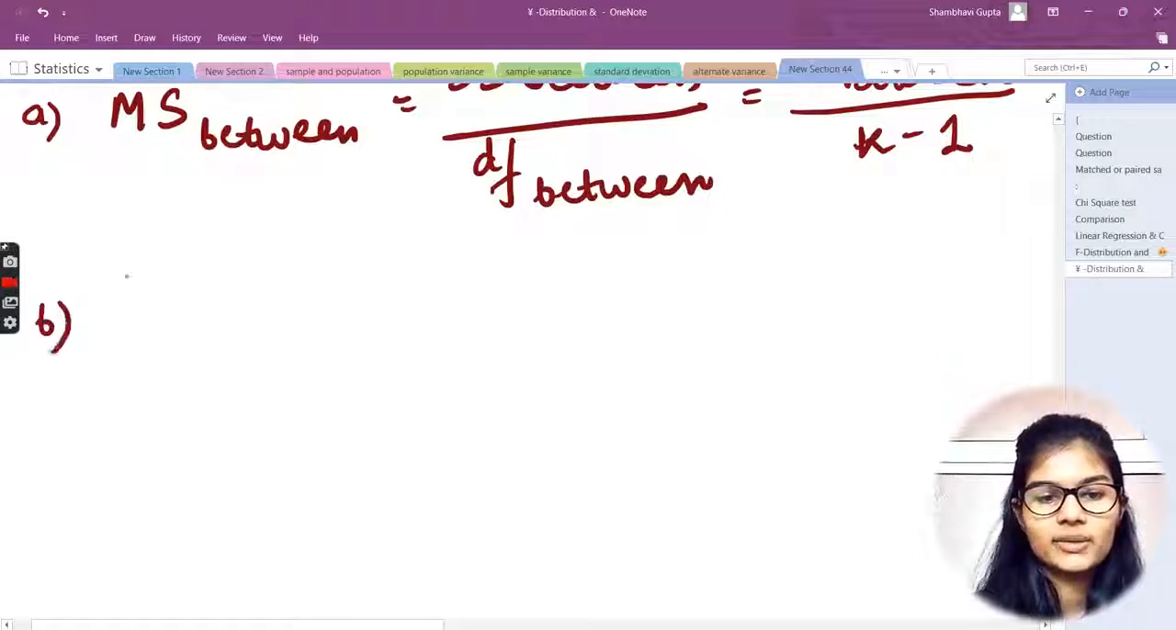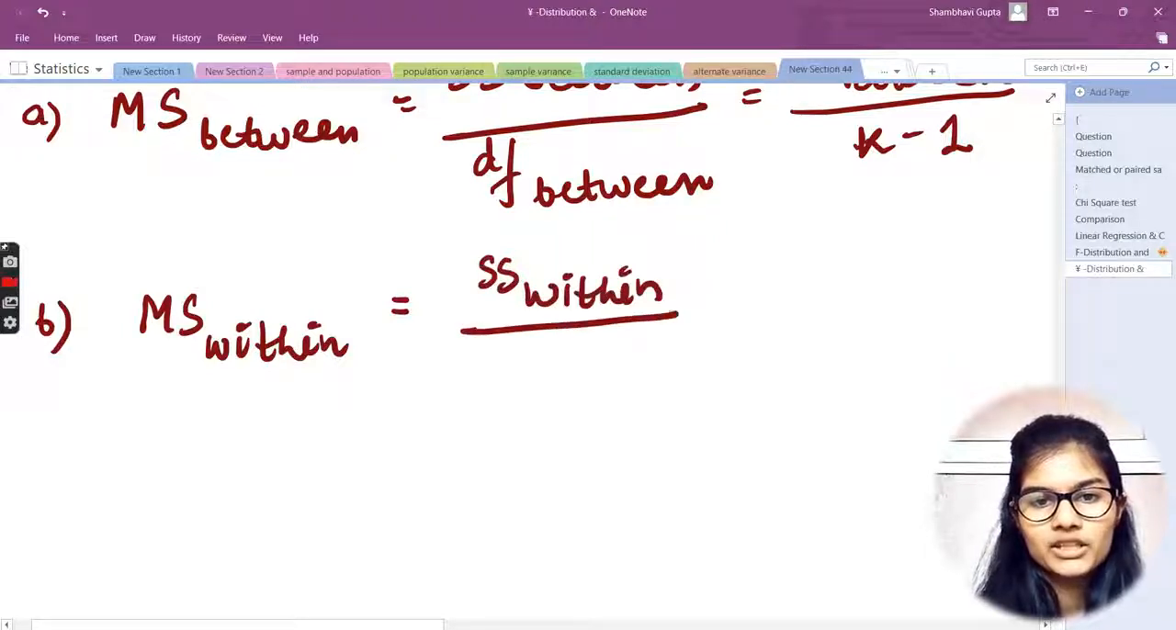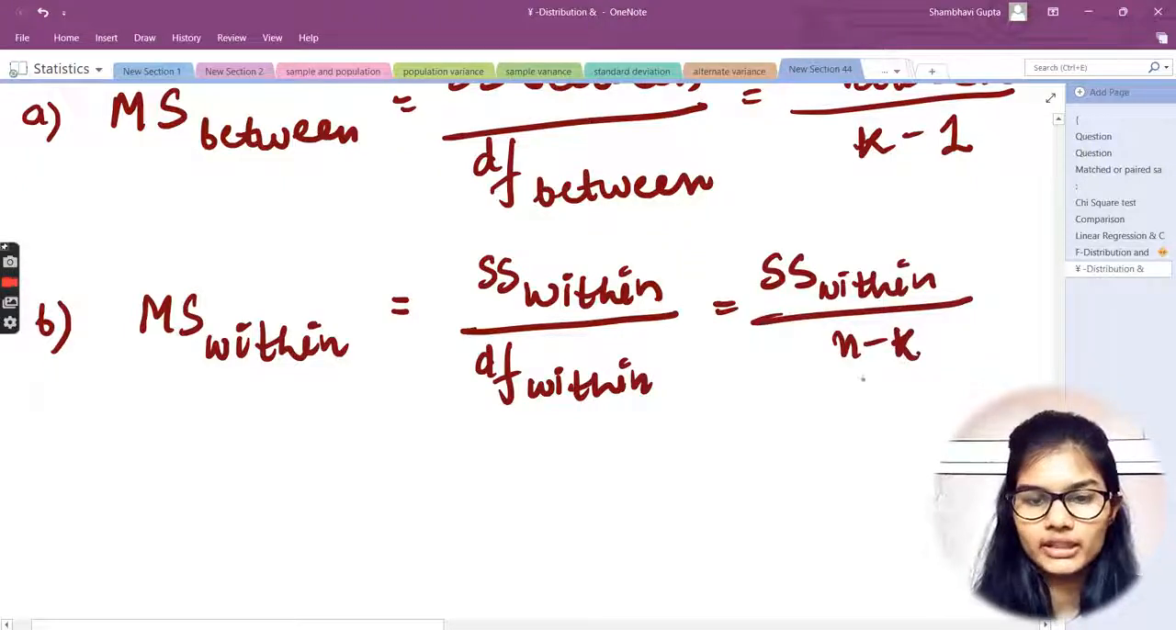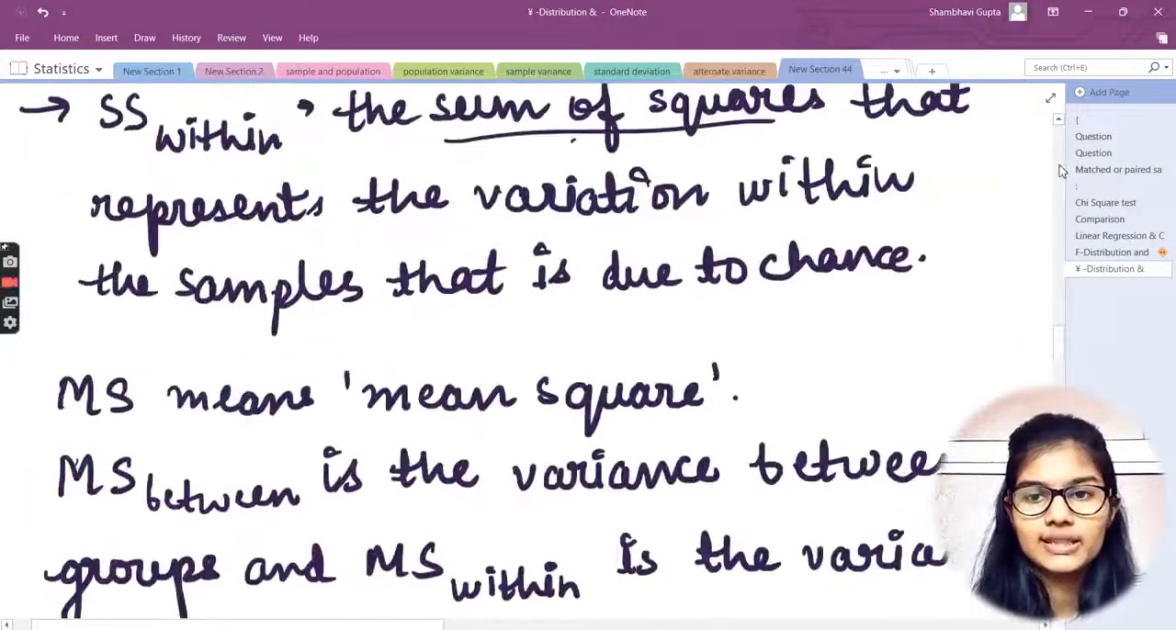For the next part, the B part, we have MS within, which is equal to SS within divided by DF within. Now that is equal to SS within divided by n minus k. So this one is also written out here. Fine. Let me go over it for a while.